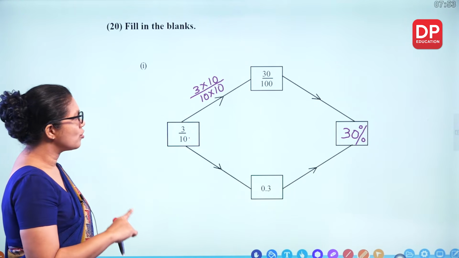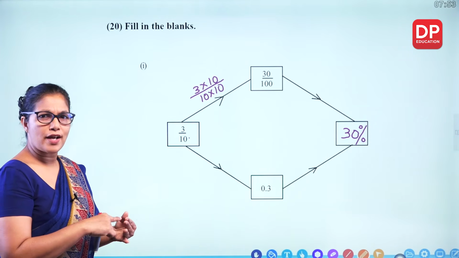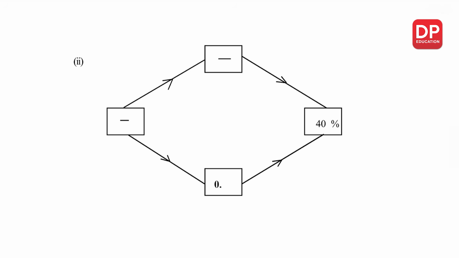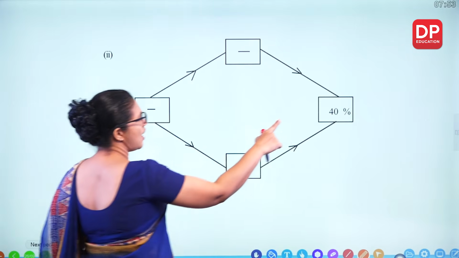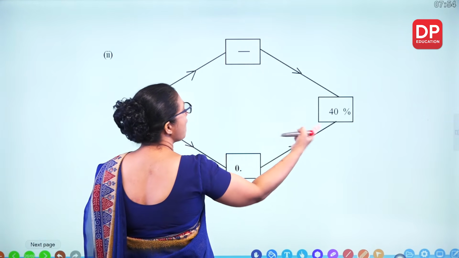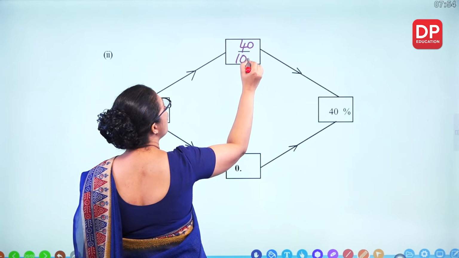So we know how to convert fractions to decimal, decimal to percentage, fractions to percentage, any method. Now you have given the percentage sign, 40%. 40% means, what's the fraction? Out of 100, 40 over 100.